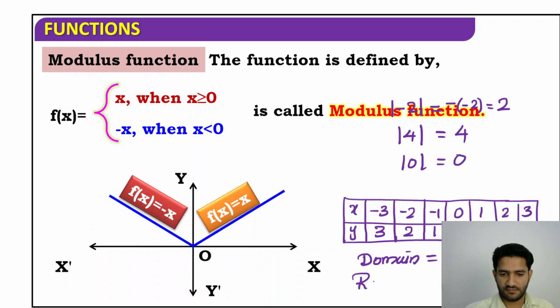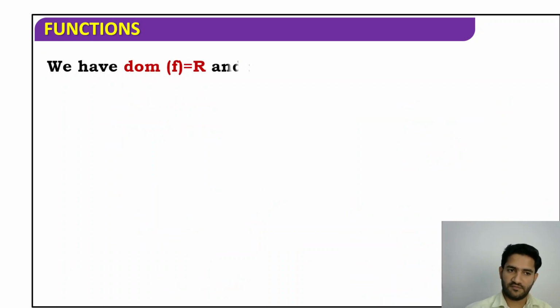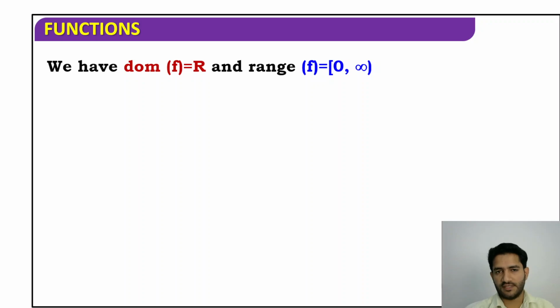What's the range? Think about that. What is the range? Range means y values, the values of y or the values of the image. Look at here, these are the values of y. There is no graph in the negative part. So clearly we can find the domain and range: domain is the set of all real numbers, and the range is 0 to infinity. That means positive values of y, including 0.